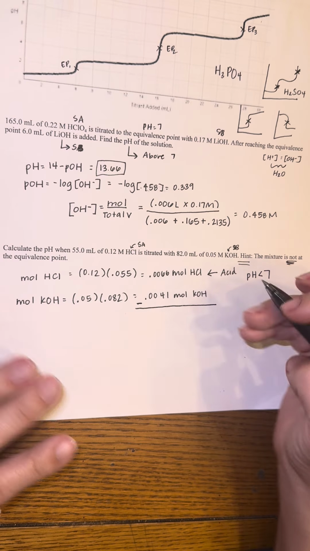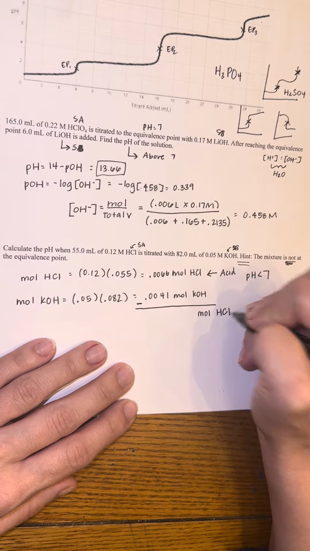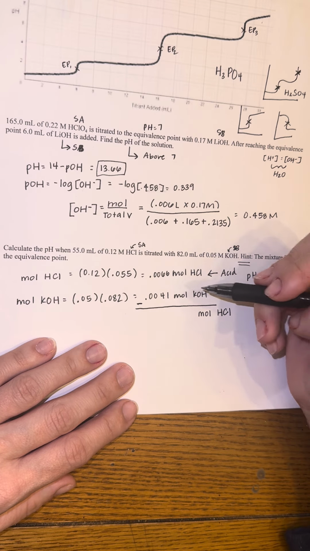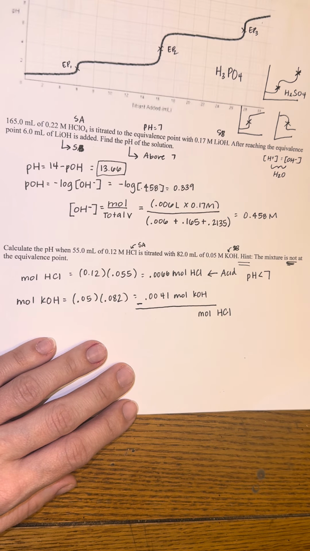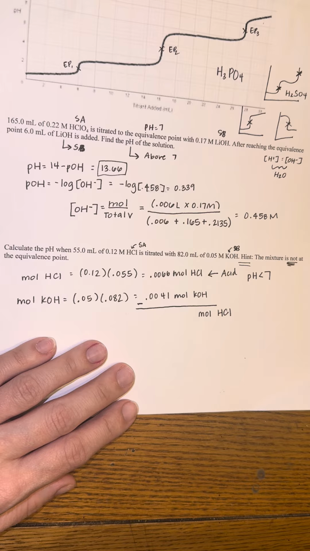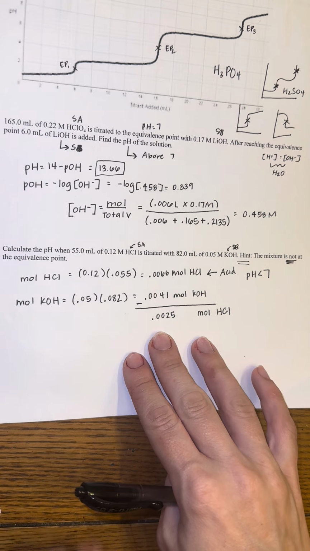So if we subtract these, that will give us our moles of acid that still have the capability of changing our pH, because the same number of moles are going to react and neutralize. So I'm going to go ahead and subtract, and that's how many moles of acid we still have that can go and mess with the pH.